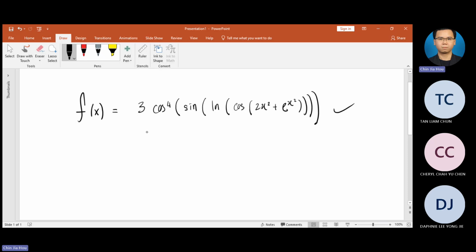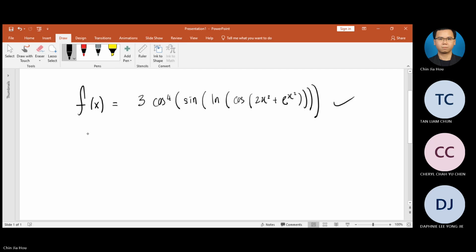Right, so let's do the outer to innermost. 3 multiply with 4 cosine to the power of 3. Whatever is inside, you just copy. And then multiply with the square bracket, multiply with the minus sine. I put 1 star here because I'm lazy to copy everything. Minus sine, 1 star. Got it? That is the outermost layer.